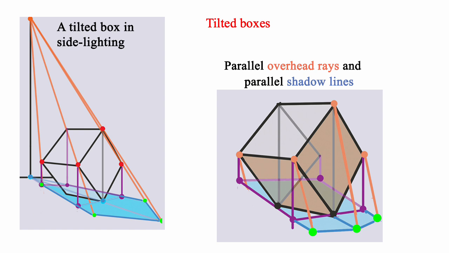For a tilted box on the ground, we need to find seats through which shadow lines pass, and then just do the light triangles to find this shadow. In the second one, the light rays are parallel, so the shadow lines are also parallel.